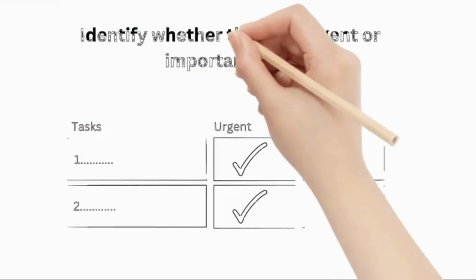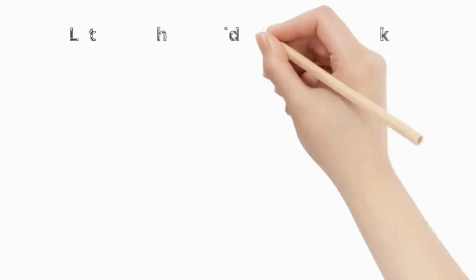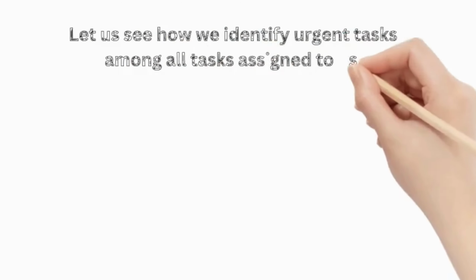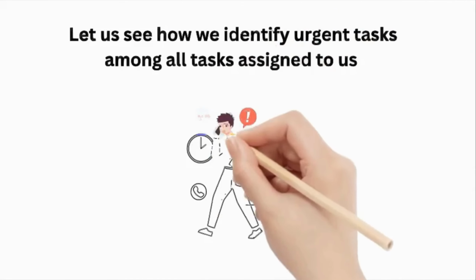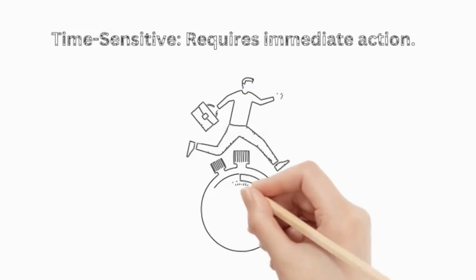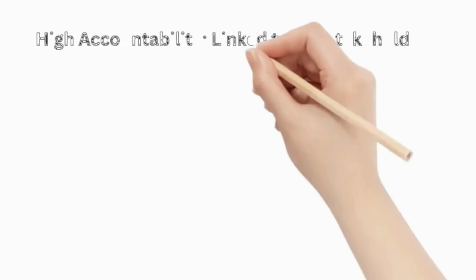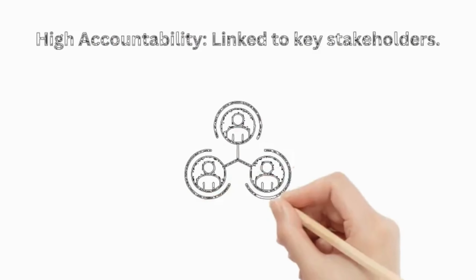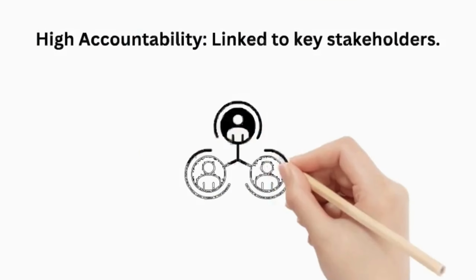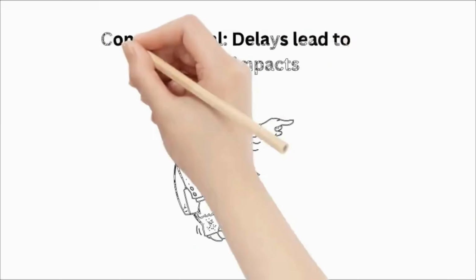Identify whether they are urgent or important tasks. Let us see how we identify urgent tasks among all tasks assigned to us. Time-sensitive, requires immediate action. High accountability, linked to key stakeholders. Consequential, delays lead to negative impacts.